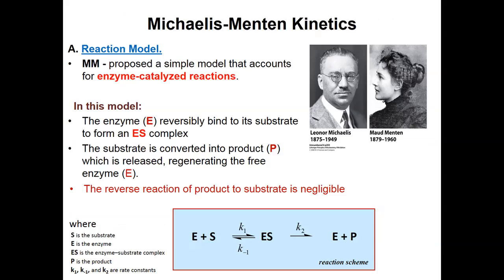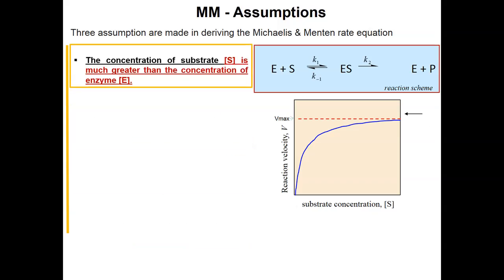So he said, as I said here, the reverse reaction of the product to substrate is negligible because we measure the enzyme reaction at the initial state, okay? And you have the highest concentration of substrate, way beyond the enzyme concentration. So he made 3 assumptions, okay? The first assumption: the substrate concentration is much higher than the enzyme concentration, which is really, you are all the way here, okay?